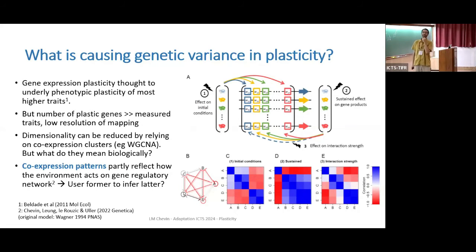what's causing genetic variation in plasticity? This is a topic that's actively researched because it's thought that most plasticity for most traits depends on gene expression plasticity. And so lots of people are studying gene expression responses to the environment. In some cases you have a candidate trait that you're interested in, and then candidate loci, and then you can map them. But in case you don't, and you see just this massive response of multiple genes that respond to the environment, the dimensionality is very high.